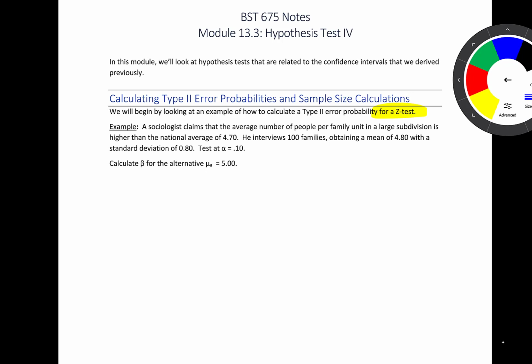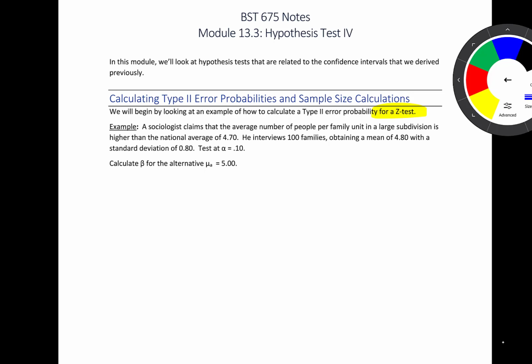A sociologist claims that the average number of people per family unit in a large subdivision is higher than the national average of 4.7. He interviews 100 families, obtaining a mean of 4.8 with a standard deviation of 0.8, and we're going to test that at alpha equals 0.1. We're going to start out by calculating beta, and if you'll remember, that is our type 2 error probability.